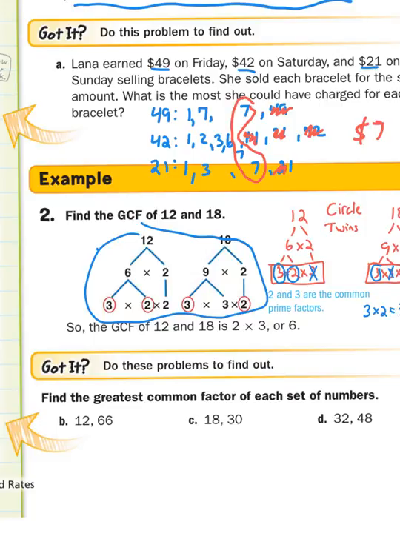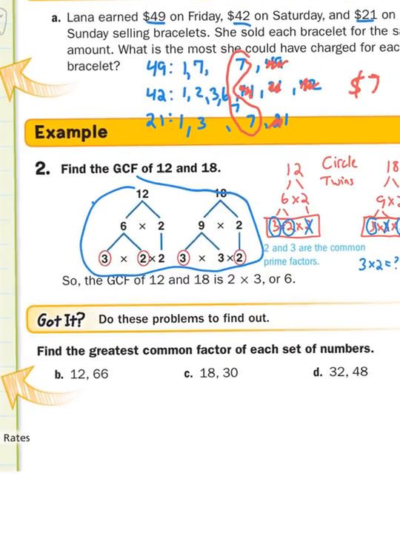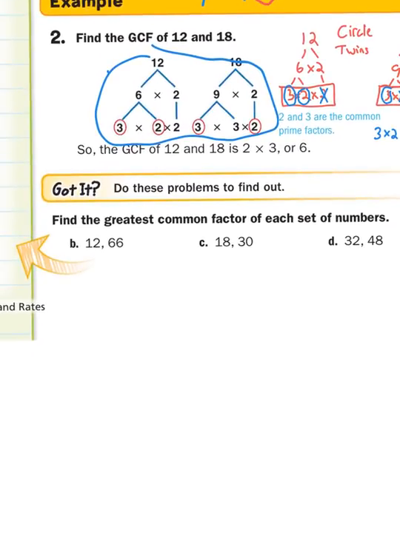All right. Now, let us work on B together. So let's start with B. We're going to do a factor tree of 12, and we're going to do a factor tree of 66. So 12, maybe we'll do, I did 6 times 2 above, so let's do 4 times 3.